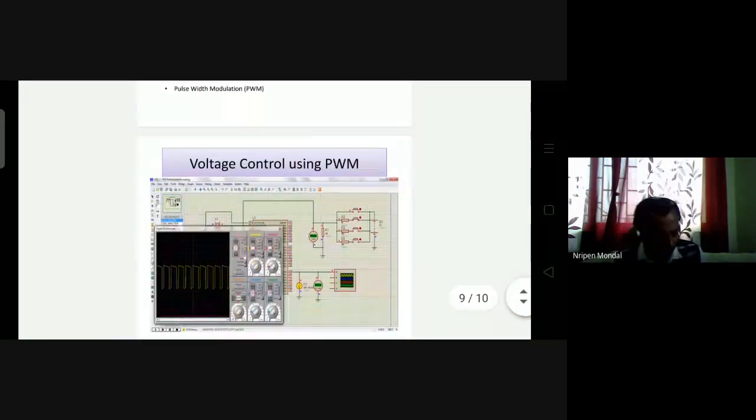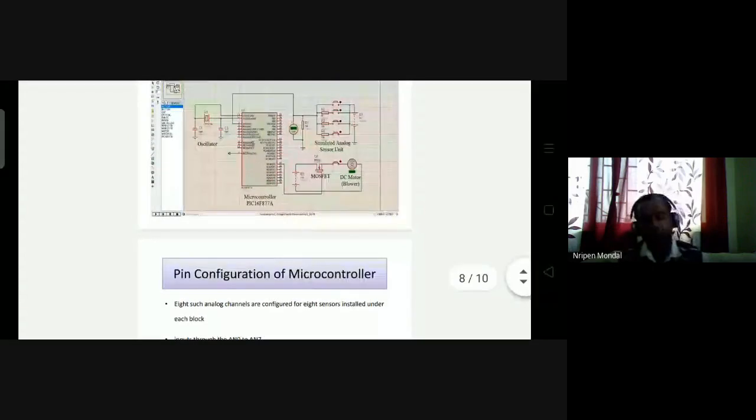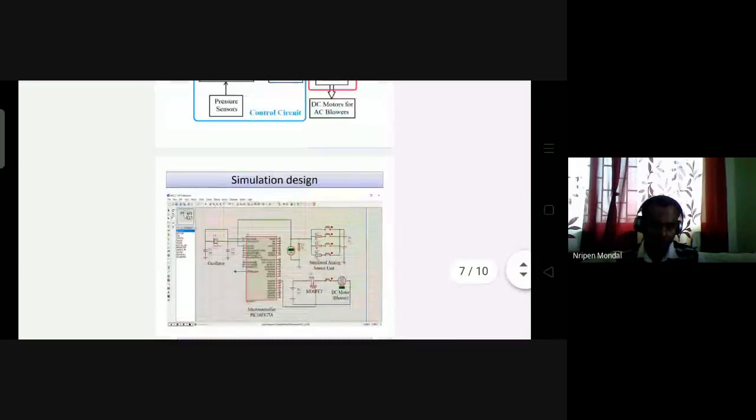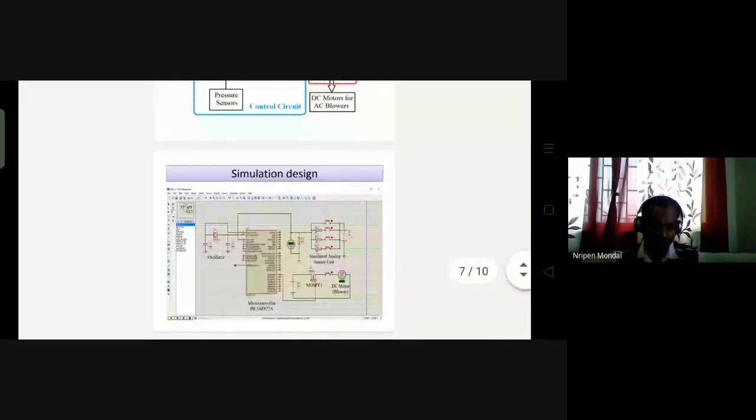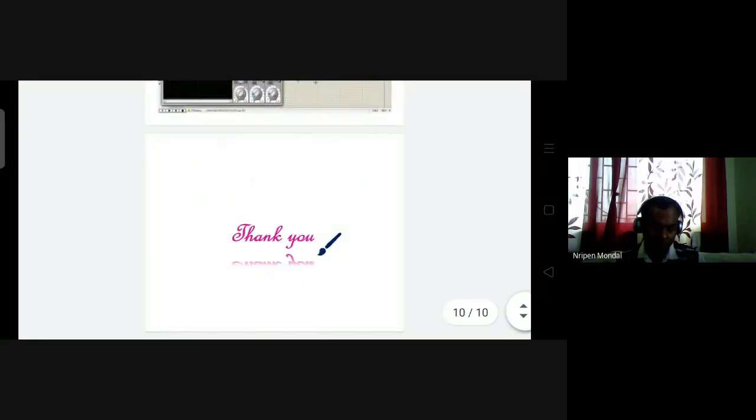In the literature, some heat sensor based and heat camera based models of such arrangements are there, but those are very costly. So what we have tried to focus on here is a very low cost; this kind of circuit will hardly cost 1,000 to 1,200 or 1,500 rupees only. So this is the idea we wanted to share.